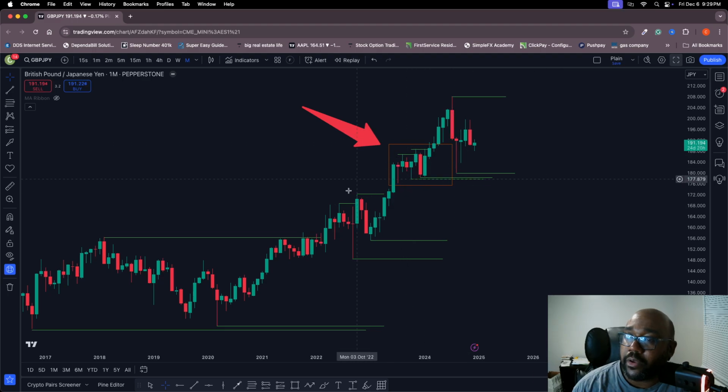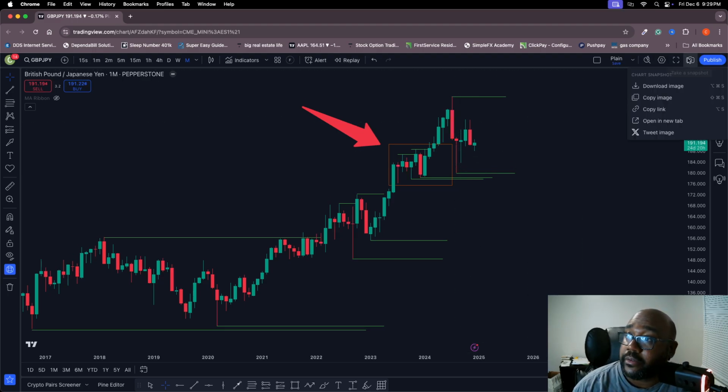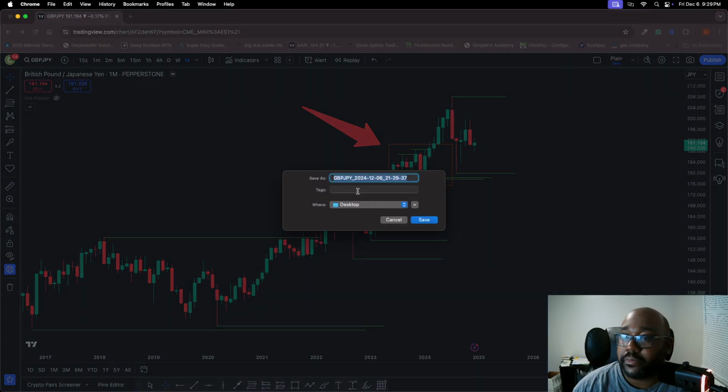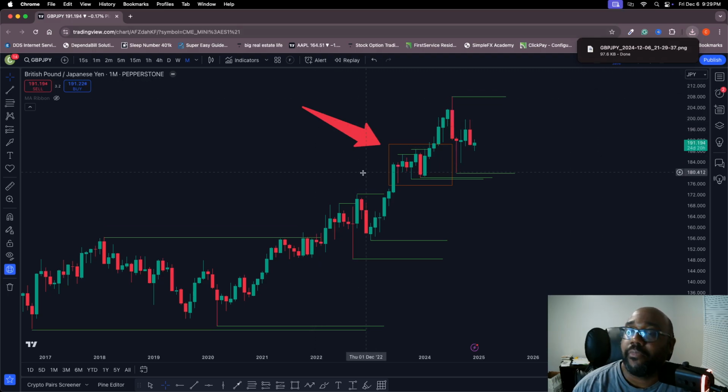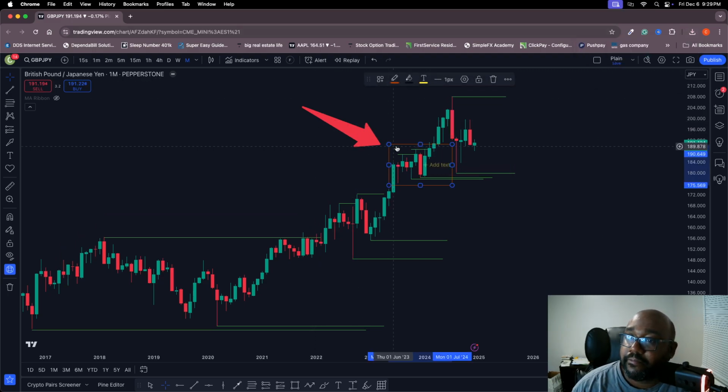All right, so my question is, these two little swing points, is that counted on this time frame, which is a monthly? I'm not sure, so I need to get some answers on that. Download the image. Desktop, save. Okay. We can move on.